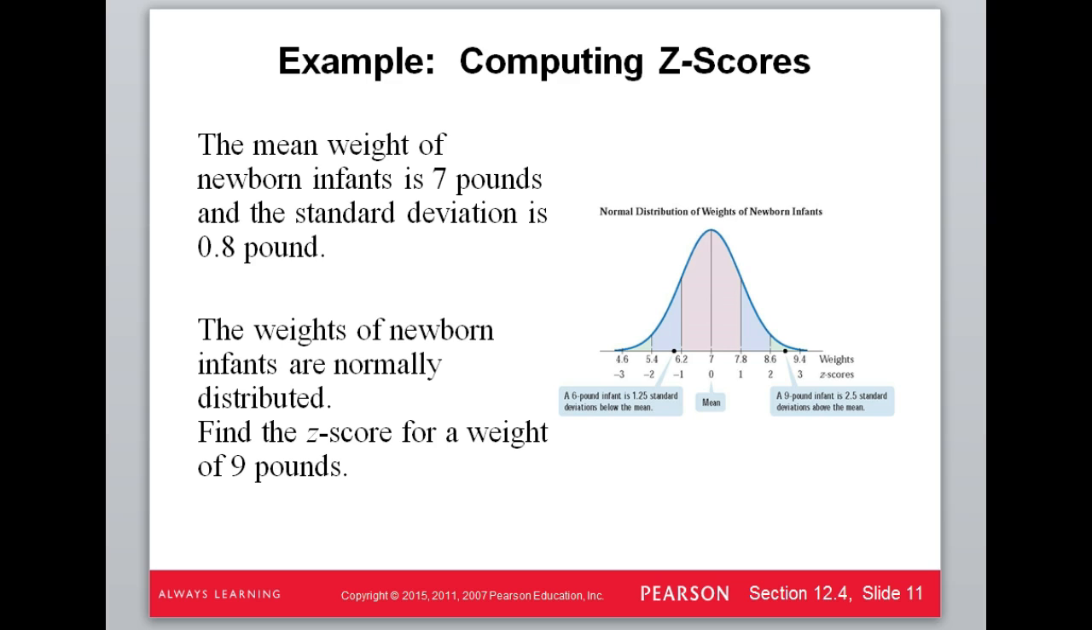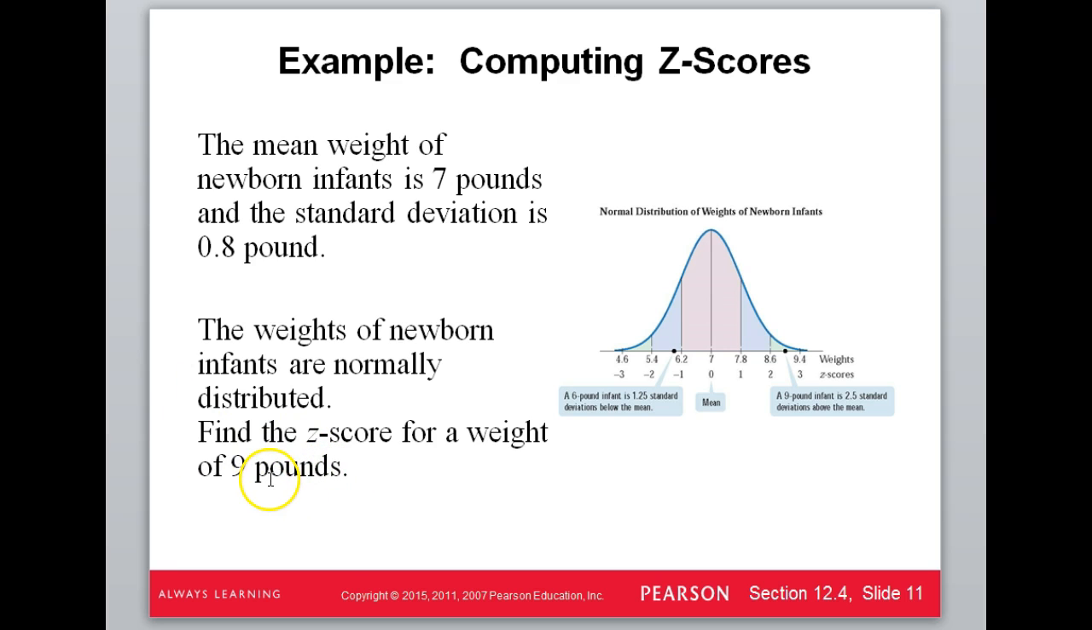Alright, let's look at computing a z-score. We've got a mean weight, so the mean is 7 pounds, the standard deviation is 0.8 of a pound, and we've got a newborn infant, so normally distributed. Find the z-score for a weight of 9 pounds. For stuff we're going to do later, it's important that the weights of newborn infants are normally distributed, but for z-score purposes, we don't really need to know that. For z-scores, a z-score is a z-score.